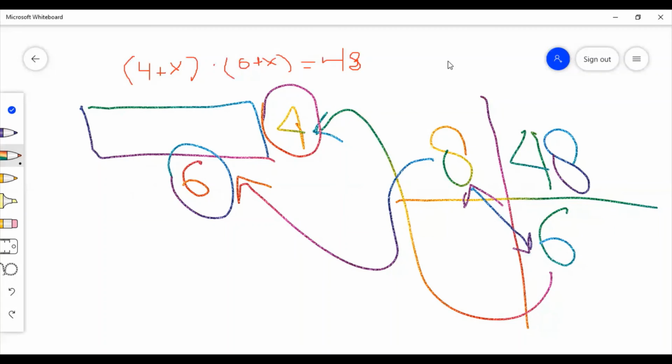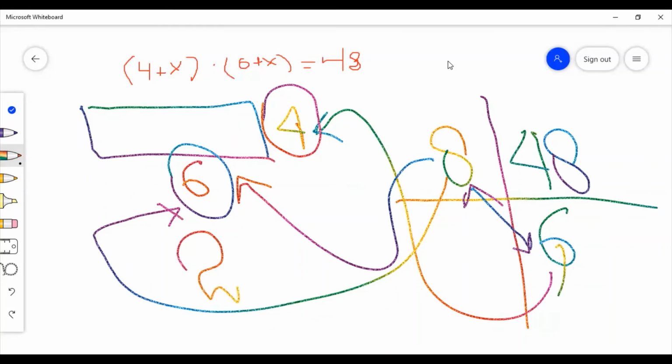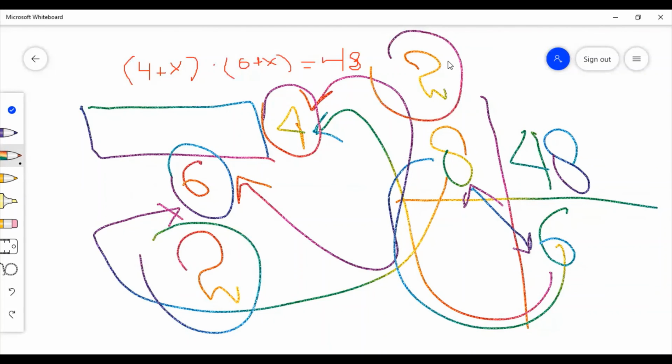Otherwise, there are so many factors, but those are not matching this condition. So 8 is how much more than 6? That is 2. And 6 is how much more than 4? Once again 2. So x must be 2. This is another approach to get the problem solved, because this diagram and all the factorization show the clear-cut answer.